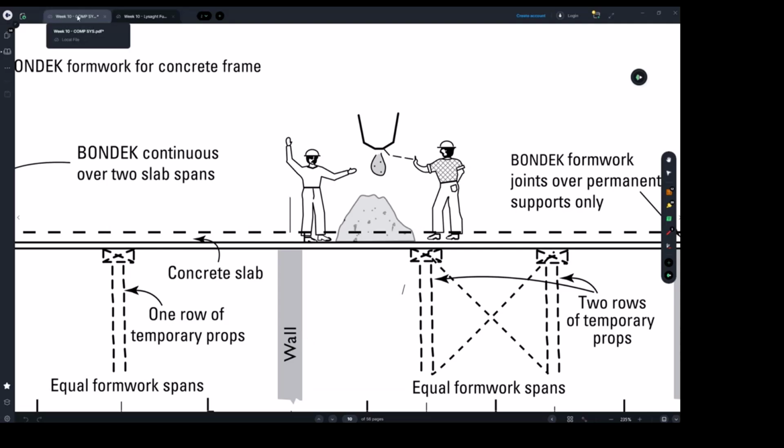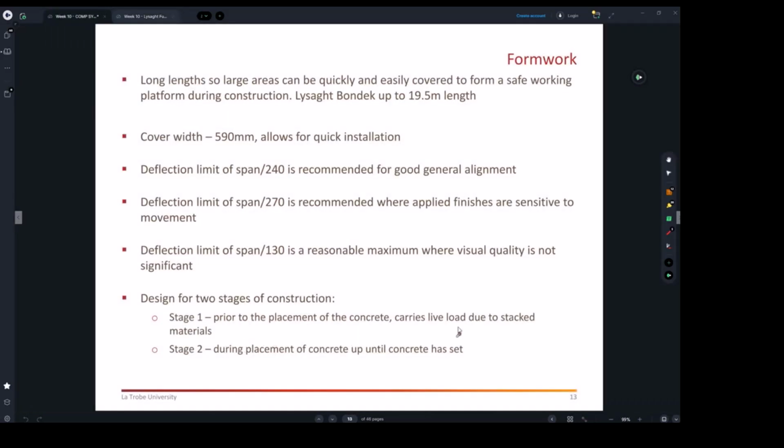The second stage is due to the placing of concrete on top, during the placement of concrete. So that was the second stage. Stage number one is the construction load, which is about 150 kilograms per meter square.